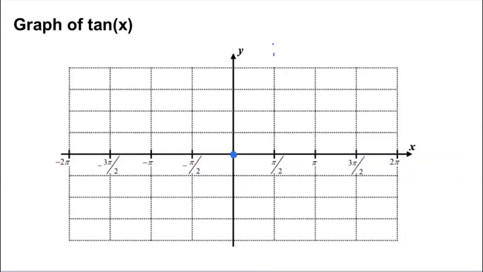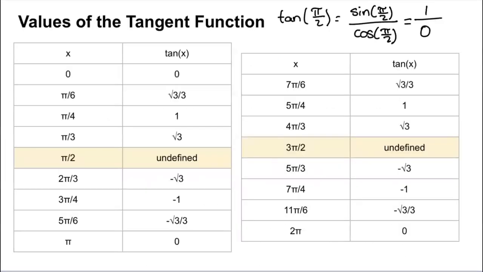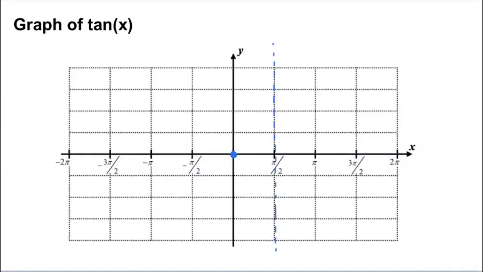So we're just going to label this with some dotted lines. Then at pi, we're at 0. And at 3 pi over 2, we're also undefined. And then at 2 pi, we're at 0 again. And we're always going to have this undefined at intervals of pi over 2. So at negative pi over 2, there's also going to be this dotted line here that signifies our undefined. And same thing with 3 pi over 2.